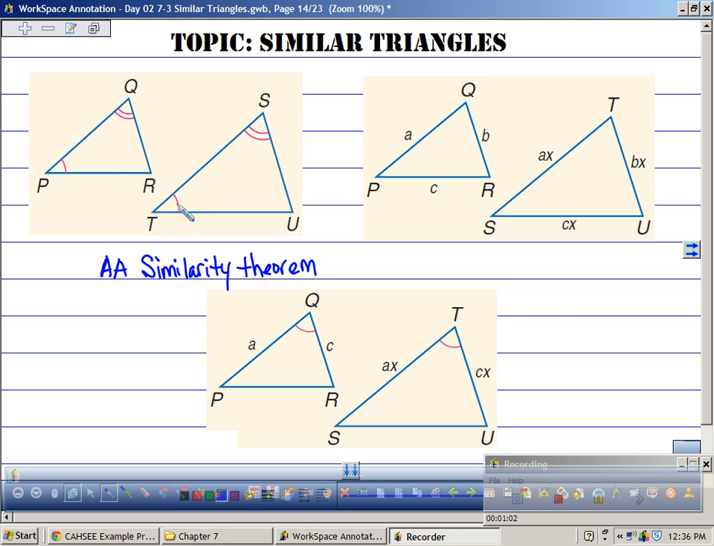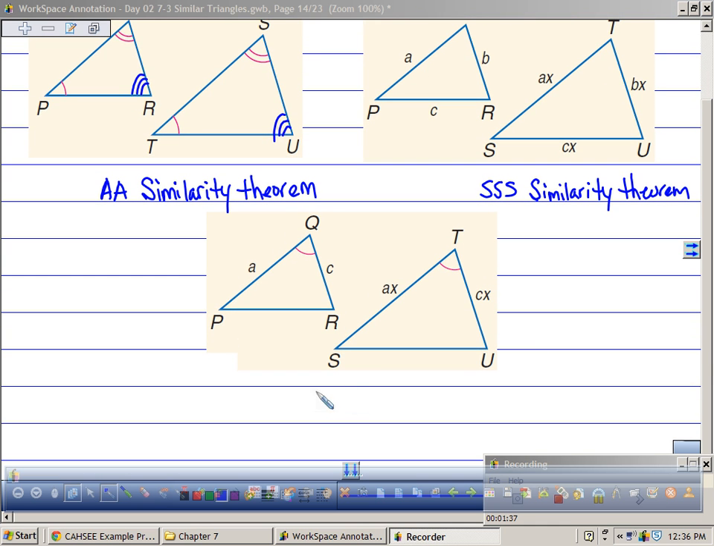Because if this angle is congruent with that angle, and this angle is congruent with that angle, isn't this one automatically congruent with this angle? So we don't need to prove all 3, we only need 2 to make it angle, angle, similarity theorem. What about this one? Side, side, side. And the last one? Side, angle, side.